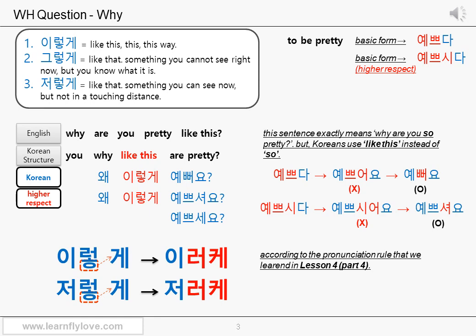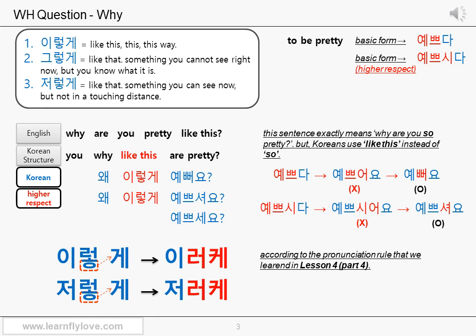We learned about this in lesson 4 part 4. When we learned about the pronouns, we learned that the translation of this is 이것. So we assume that this E sound is related to this. Right? Okay. Just remember the entire like this. 이렇게. You don't need to know how 렇게 sound added to E. It's way too complicated, plus nobody knows.